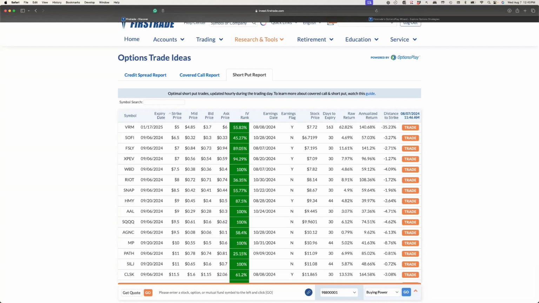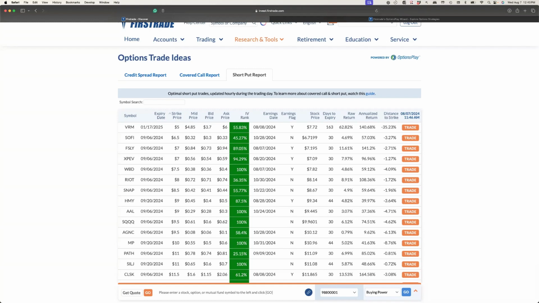Can I buy puts to hedge my portfolio using my Roth IRA account? That's a question for your First Trade rep, as far as what type of strategies are allowed and what types of accounts. Generally speaking, if you're approved for options trading, then yes, you will be able to do that.